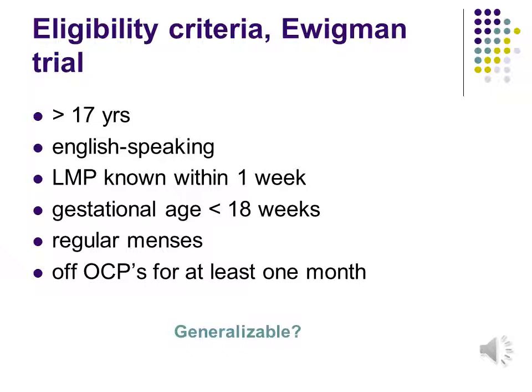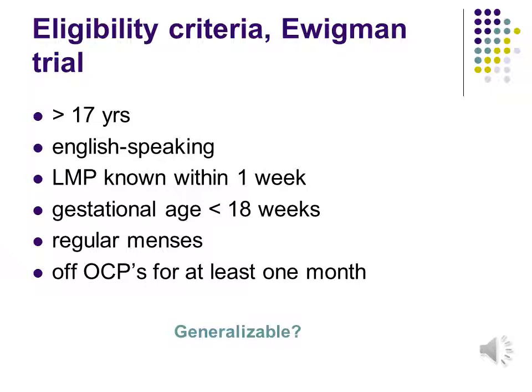Here are the entry criteria for the Wigman trial, and this is important to understand in order to know whether or not this trial would be applicable to your own practice or your own group. They, for example, looked at these pregnant women, and they wanted them to be more than 17 years old, English speaking, last menstrual period known within 1 week, gestational age less than 18 weeks. They had to have had regular menses prior to getting pregnant, and they had to be off oral contraceptives for at least a month prior to getting pregnant.